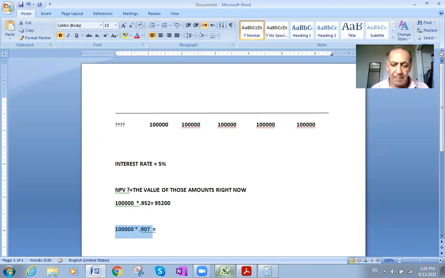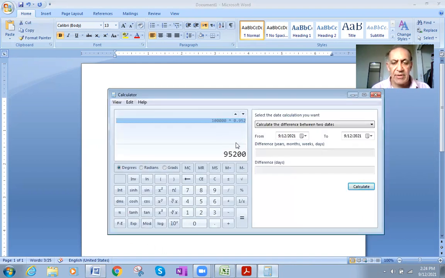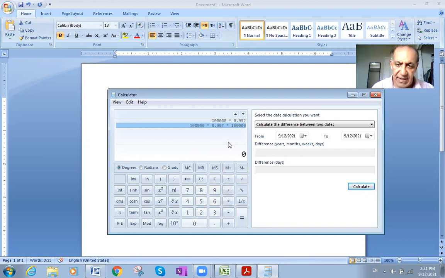Control and C. Then I will go to the calculator and say here Control and V, times 100,000 multiplied by 100,000. That will give me, what is going on? No problems. Okay, 100,000. Let us say here.